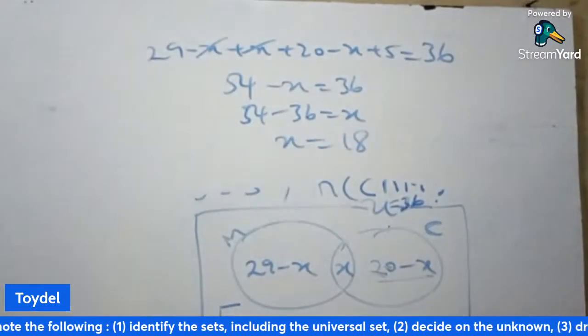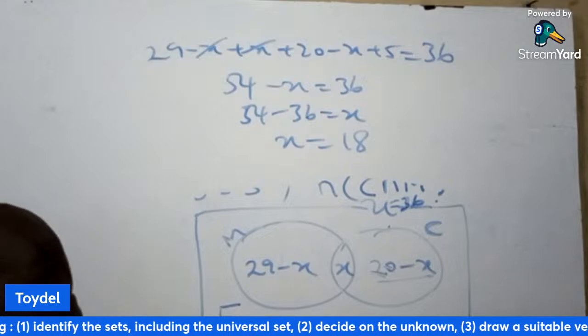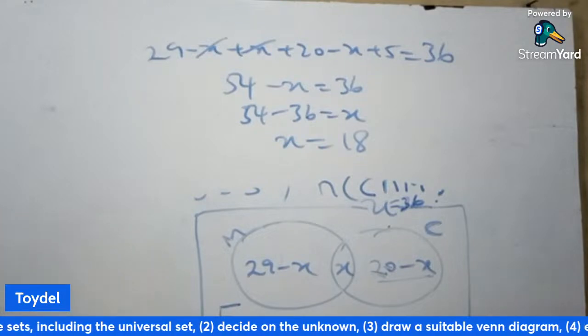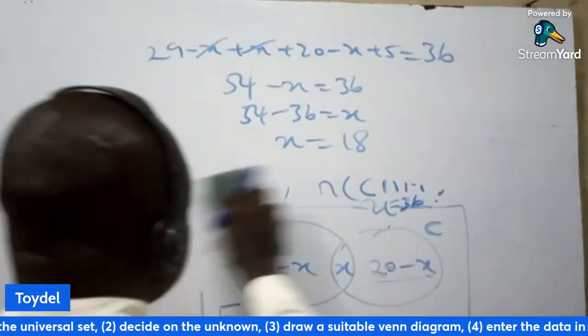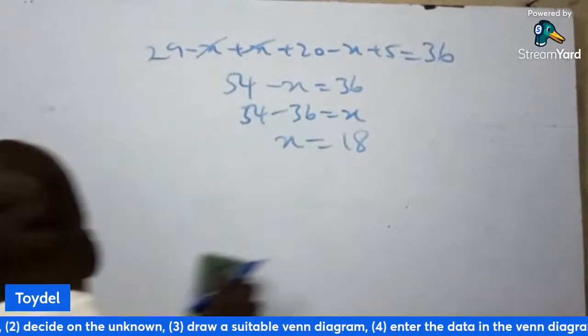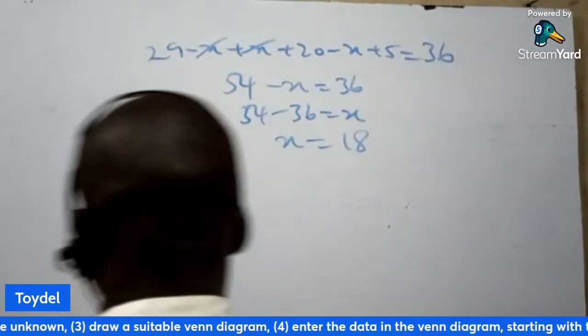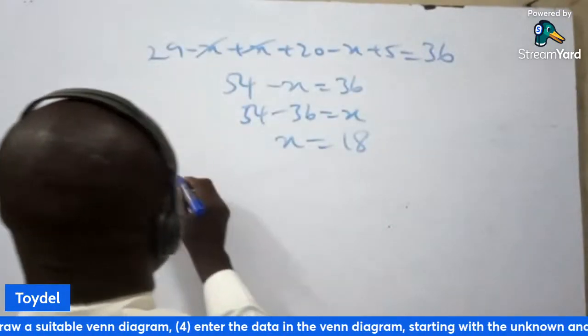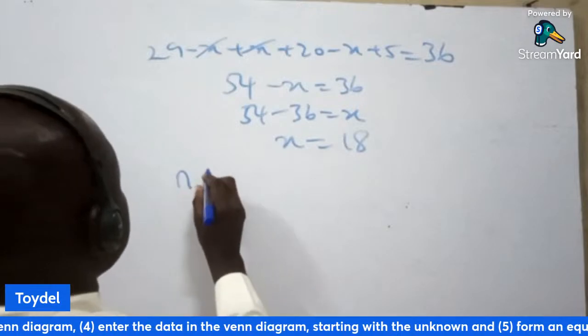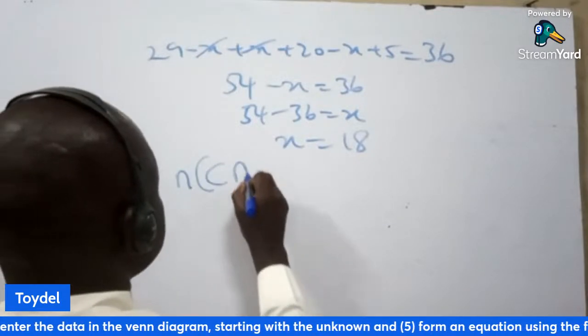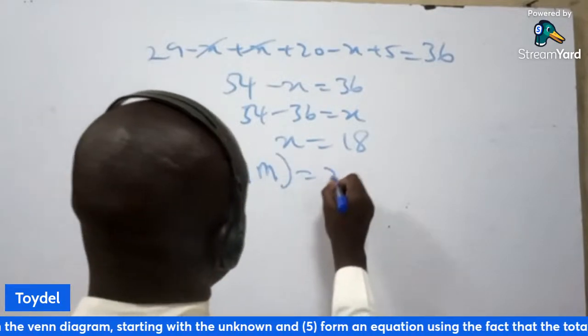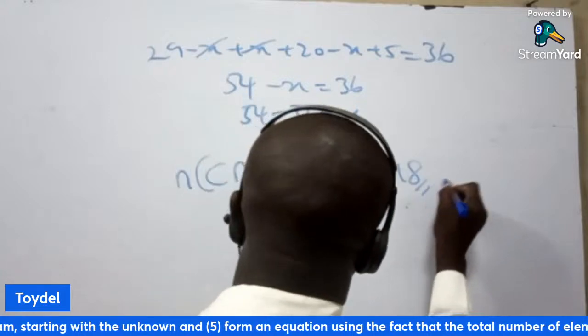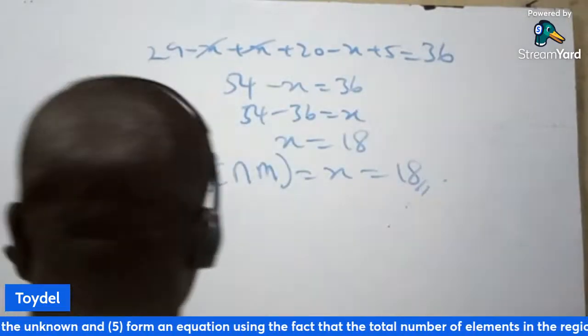So in this case now, it shows that 18 students do both chemistry and mathematics. So this is the number of chemistry intersection mathematics, and it's X and it's 18. So 18 students do both chemistry and mathematics.